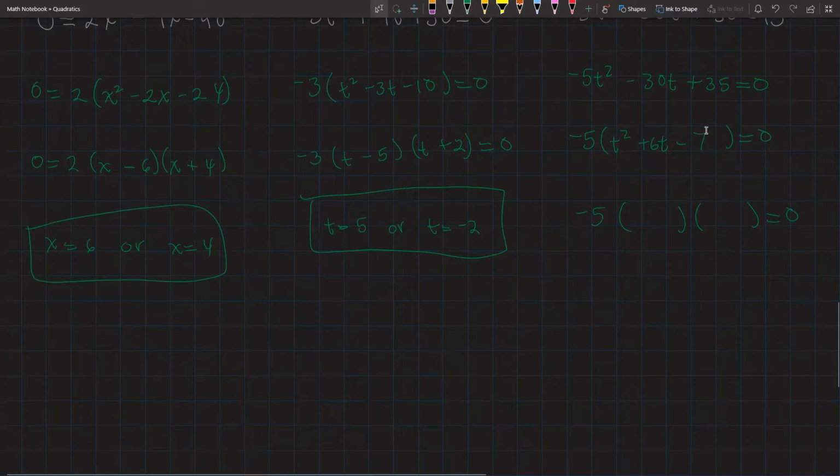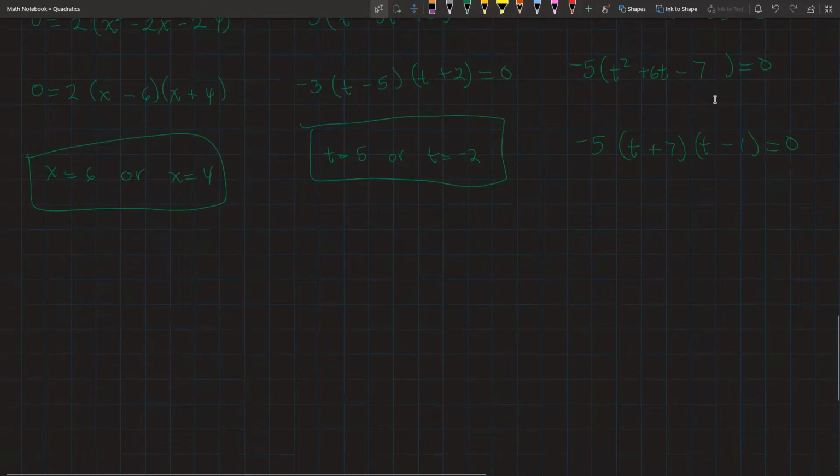And the product is negative 7. The sum is 6. Therefore, we know that t times t is the easiest part for this t squared component. And we're thinking of some form of 7 and 1. And that only works if the 7 is positive, so that we get a positive 7 minus 1 is 6. And positive 7 times negative 1 is negative 7. That definitely works. So now we can write that the t values are negative 7 or t equals 1.